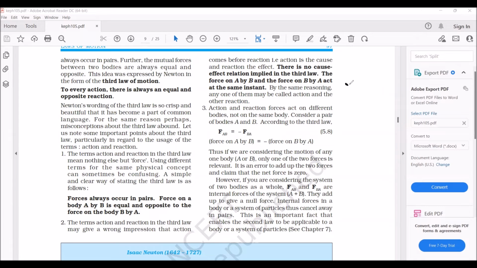Example: A is exerting force on B. The force on A by B is given as FAB, and similarly, the force on B by A is given as FBA. So FAB is equal to minus FBA. This means FAB and FBA are equal in magnitude, the only difference being that they are in exactly opposite directions. The force on A by B is exactly opposite in direction to the force on B by A. This is Newton's third law of motion.